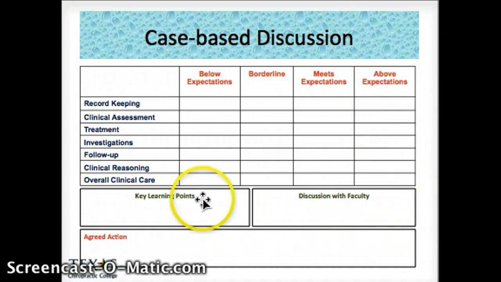Importantly, at the bottom of this chart is a place to insert key learning points and issues of discussion with the faculty and agreed upon actions. So therefore, the learner leaves the discussion with a plan.